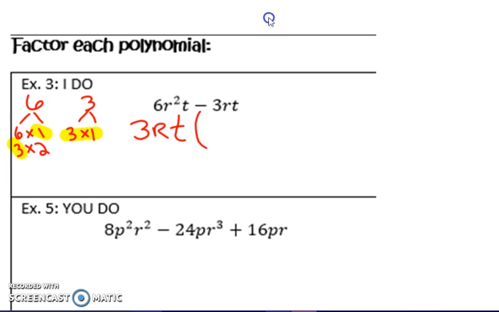Now, until you get more comfortable with this, I want you to write it on the inside, 6r squared t divided by 3rt.